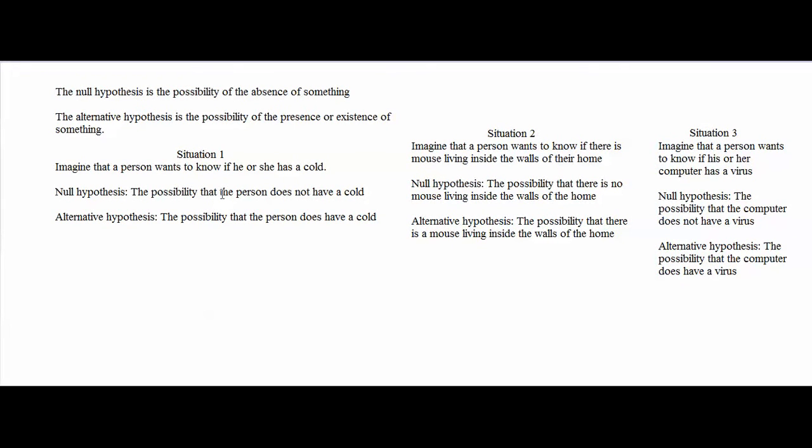In each of these situations, the person would like to know if the null hypothesis or the alternative hypothesis is true. What types of evidence could the person gather in each of these situations to decide whether the null or the alternative is true? In situation 1, in which the person wants to know if he or she has a cold, the person could count the number of times that he or she sneezes during the day.